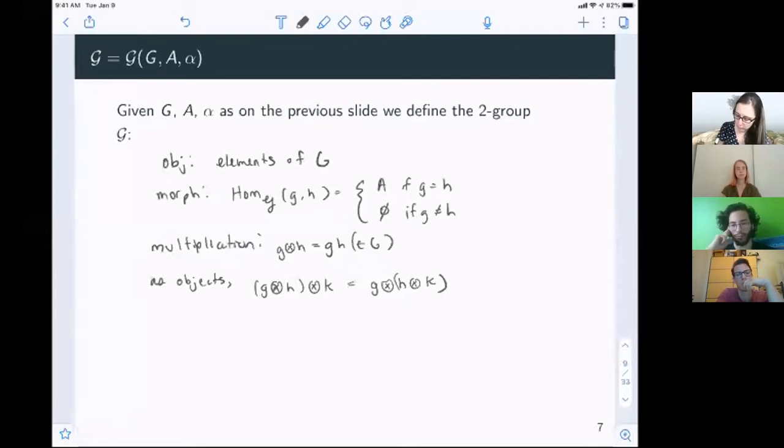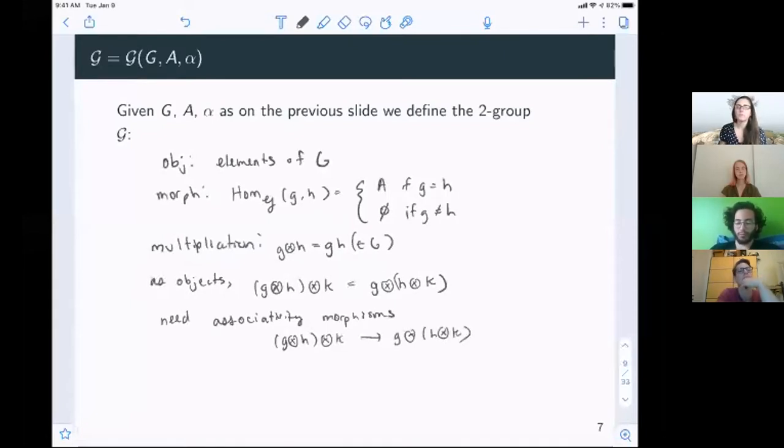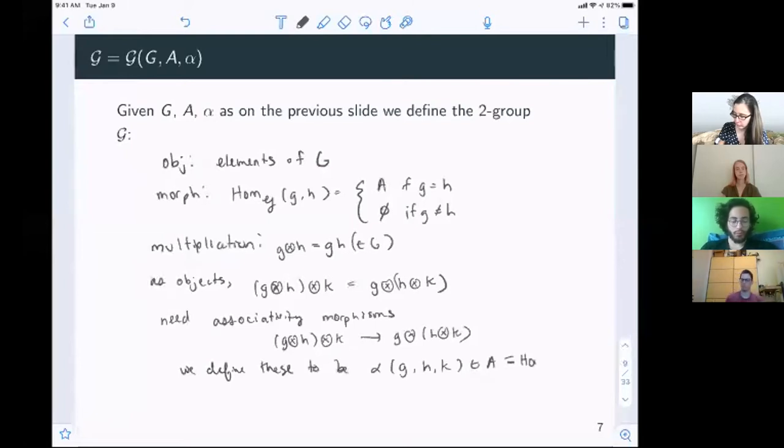So we actually need associativity morphisms from g tensor h tensor k to g tensor h tensor k. And we define these to be alpha of g, h, k, which is an element of A, which is equal to the set of morphisms from ghk to ghk.